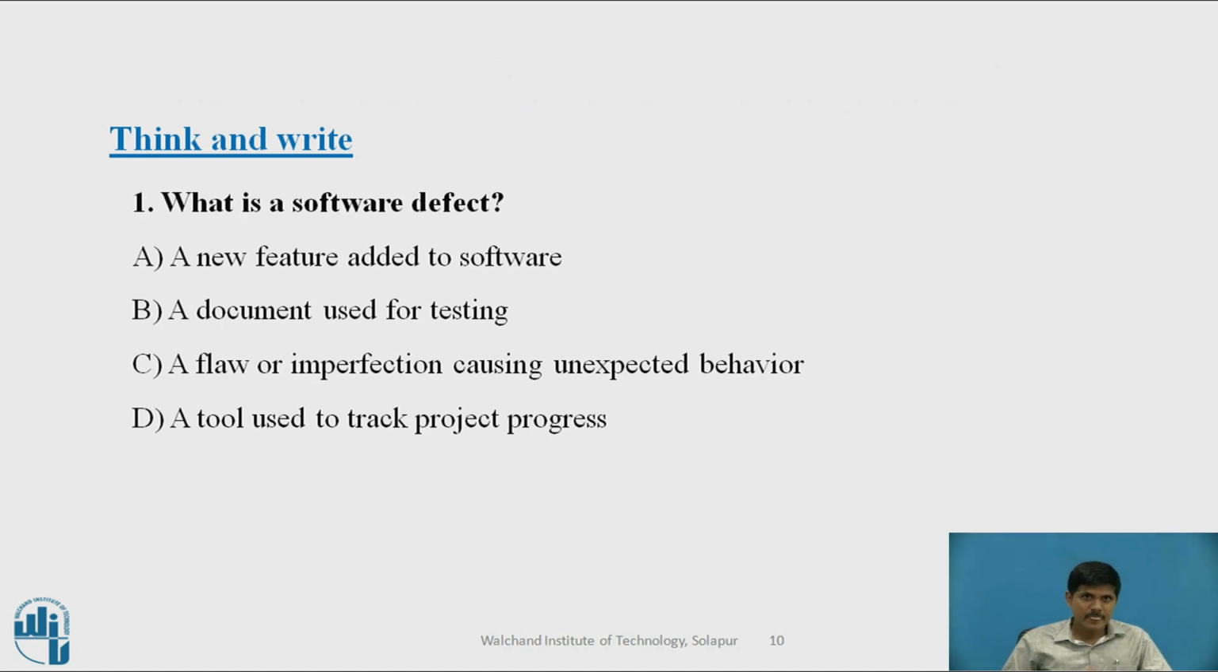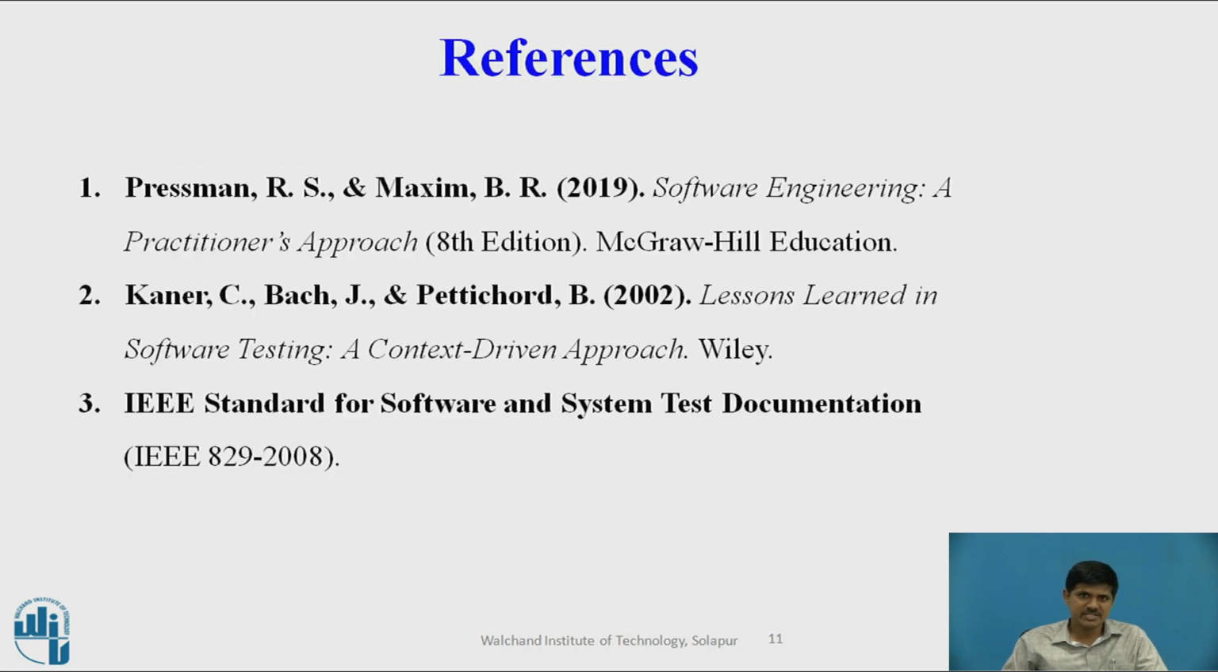Think and write. What is a software defect? As we have already mentioned, a software defect is a flaw or imperfection that is causing unexpected behavior of the application.